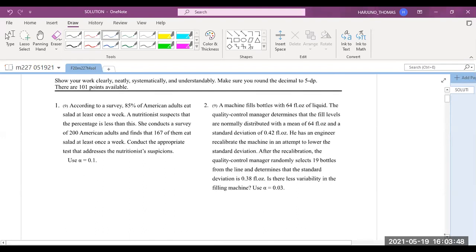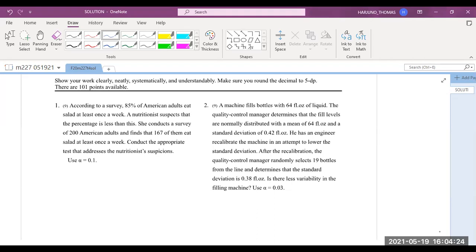Number one, according to a survey, 85% of American adults eat salad at least once a week. Now, a nutritionist suspects that the percentage is less than this, so less than 85%. Now, she conducts a survey of 200 American adults and finds that 167 of them eat salad at least once a week. Conduct the appropriate test that addresses the nutritionist's suspicions.